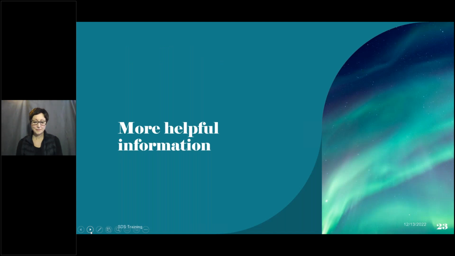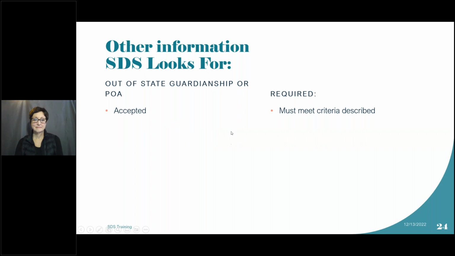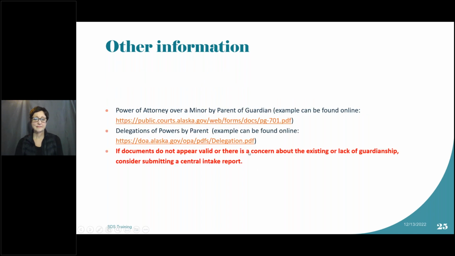Okay, so I have more helpful information, and I didn't forget about your question about supported decision-making. Let me get to my next slide. If a person has out-of-state guardianship or POA, these are accepted. It needs to meet the criteria that we've already described. Okay, this is sort of my last slide. I don't have a separate slide about supported decision-making.